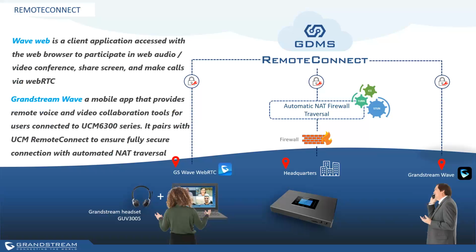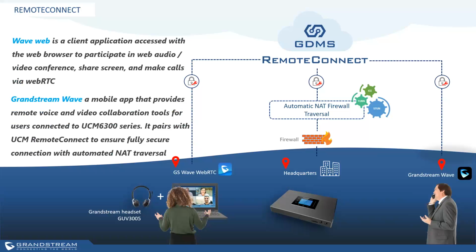The second component that we added to the UCM ecosystem is the Grandstream Wave. Some of you might be familiar with the Grandstream GS Wave Lite, the mobile application. So now there is a new application. It's called the Grandstream Wave, and it works with the UCM 6300. You can install it on your iOS or Android mobile devices. And it provides remote voice and video collaboration tools for users connected to the UCM 6300 series. It pairs with the UCM RemoteConnect to ensure fully secure connectivity, because the traffic is all encrypted, without any NAT issues.